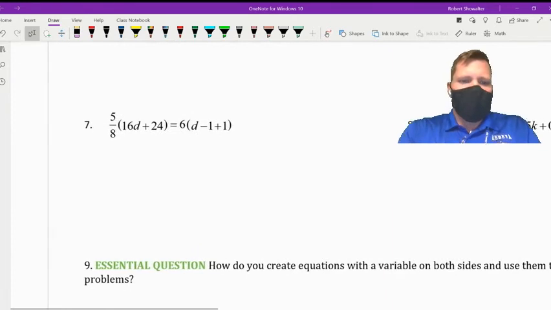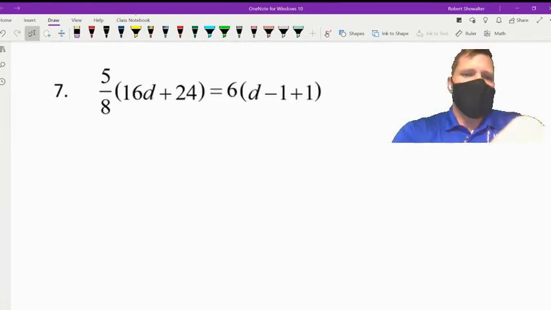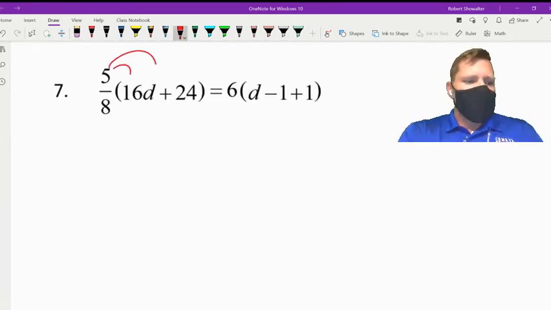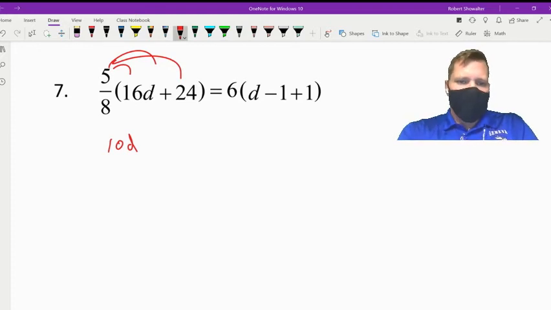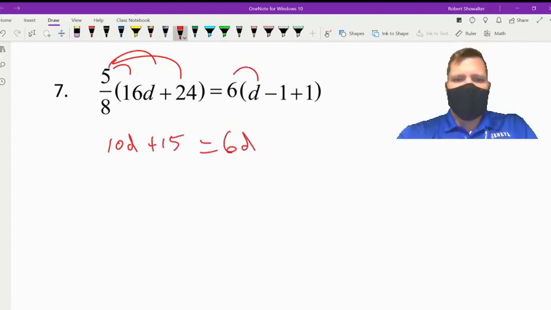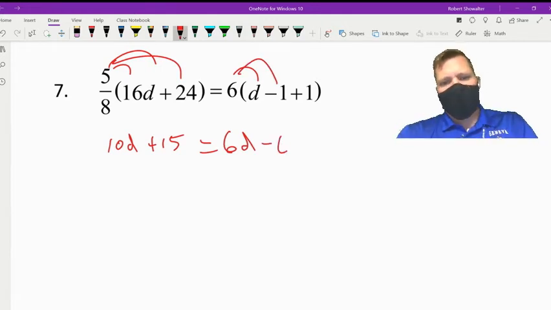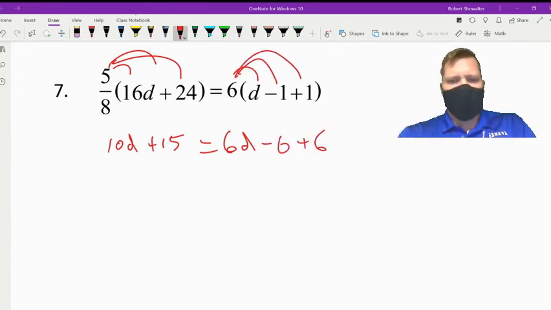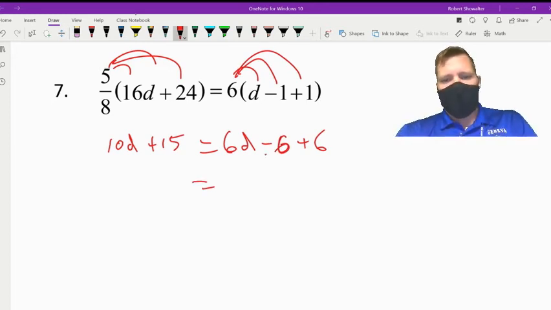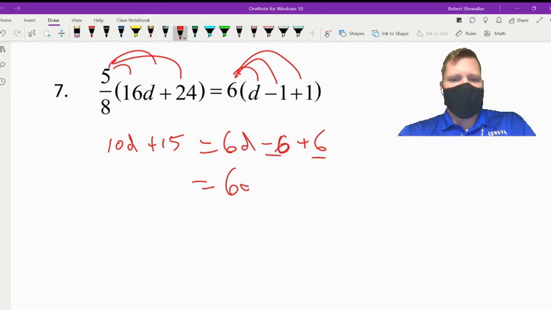All right, let's do a question where we have fractions distribute. So we're going to do 5/8 times 16 and we get 10d. 5/8 times 24, and we get 15. Over here, 6 times d, 6d. 6 times -1, -6. 6 times +1, +6. Oh man, let's combine like terms on the right. Let's simplify it. So these two simplify, and that's 0, so we get 6d over there. Over here, we get 10d plus 14.